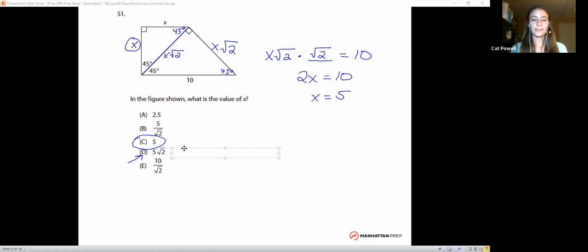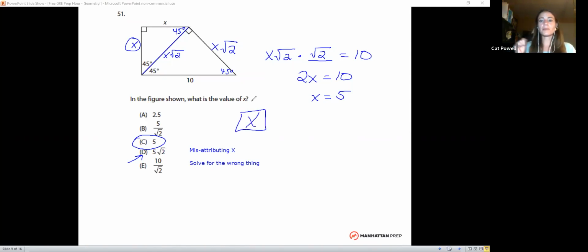Yeah. So sort of like misattributing X. Yep. Solve for the wrong thing. Yeah, so that's why part of my process, even if it seemed redundant when I said it, step 2, identify what you're looking for. And so if I were solving this problem, I would draw this out and I would circle X like this, or I would write X and I would put a big box around it so that I'm really clear. Okay, that's what I'm looking for. And I'm going to be really precise about that.